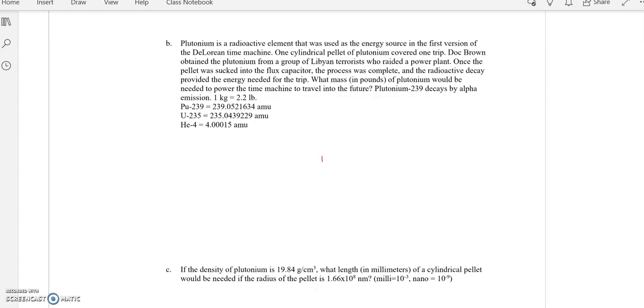It tells us in the problem that plutonium decays by alpha emission. Start there. Plutonium symbol is Pu. It's got 94 protons. And we're talking about plutonium-239, so that's the mass number. Alpha emission means you're getting rid of an alpha particle. And your other mass is going to have to be a mass number of 235, atomic number of 92, and that's uranium.